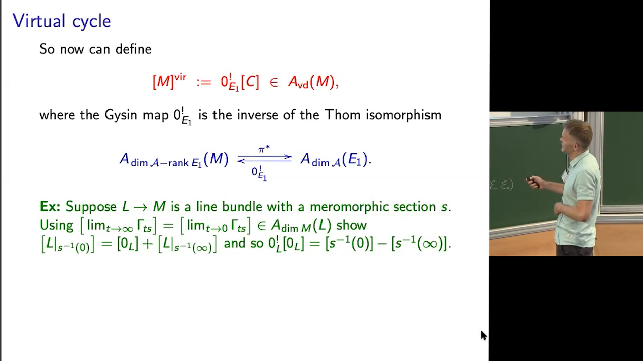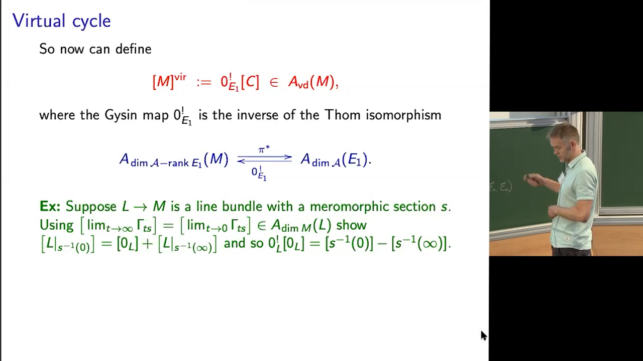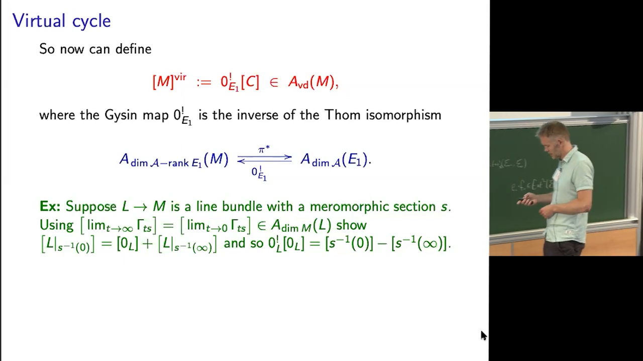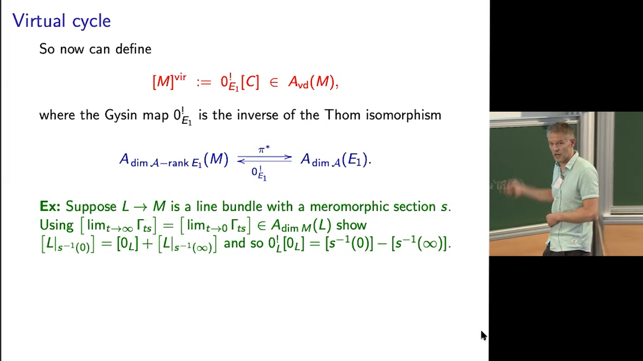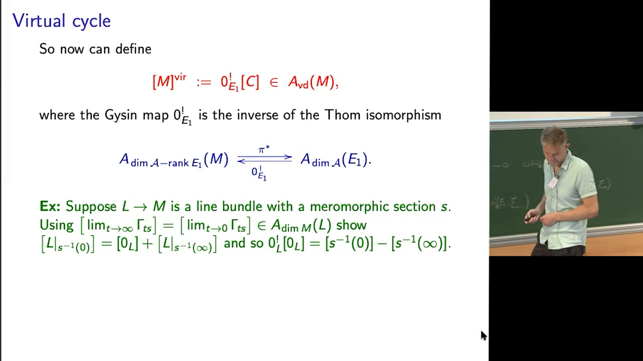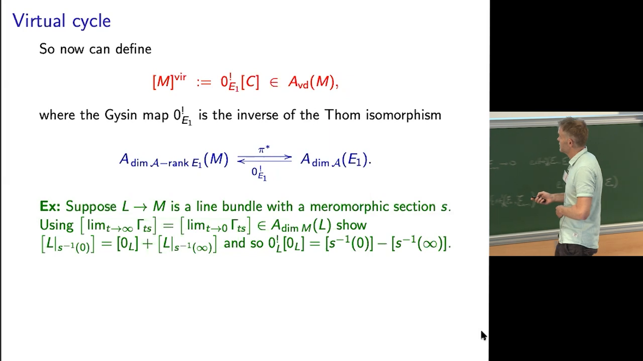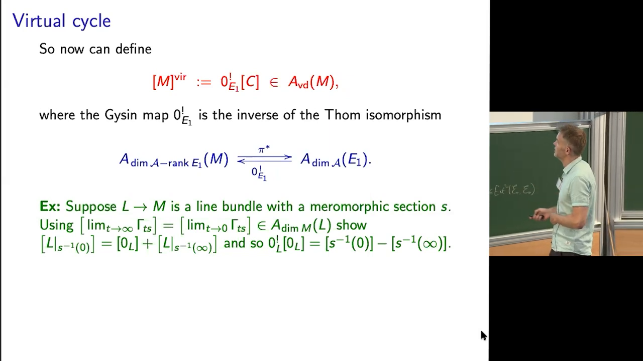Now, therefore, when you invert that and you intersect with the zero section, what that says is that the intersection of the zero section with itself in a line bundle is given by the zeros of S minus the poles of S, okay, which I hope you're familiar with already. So that's just the Euler class of L.